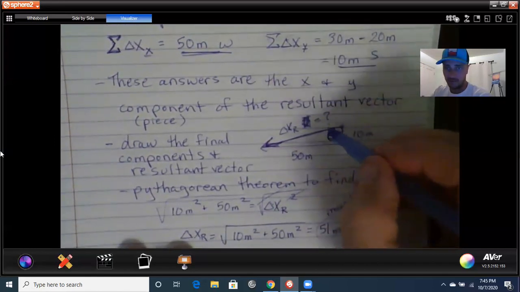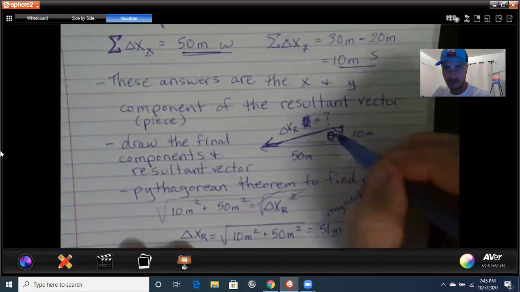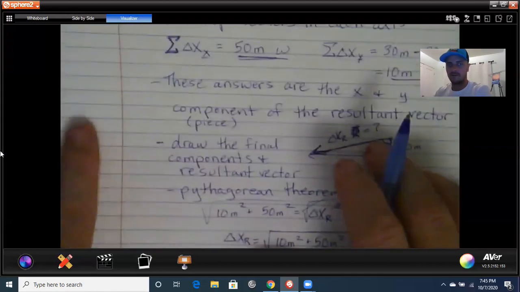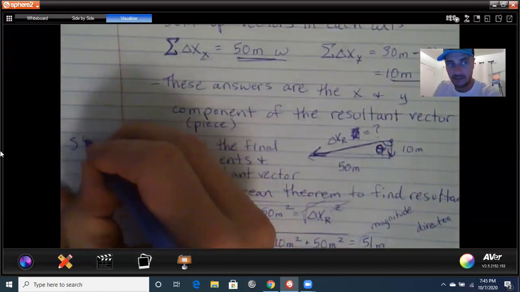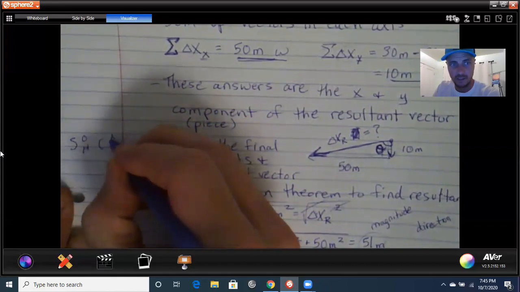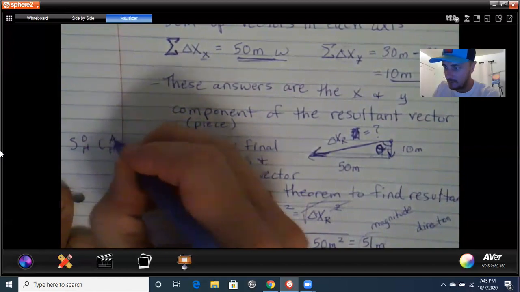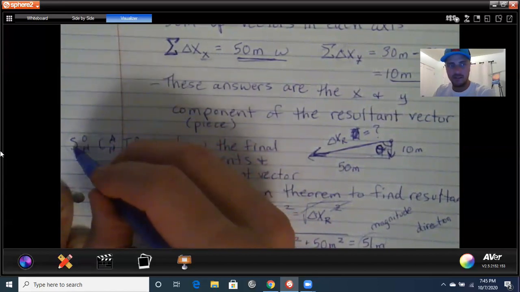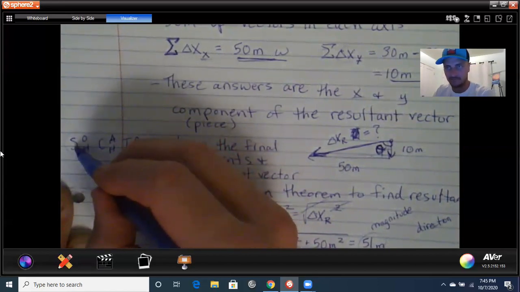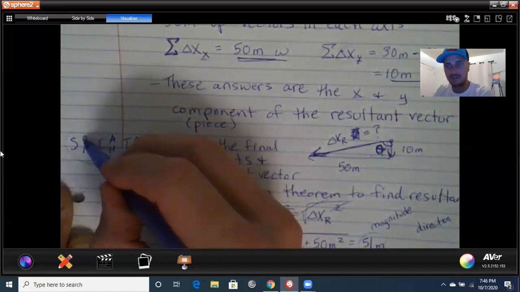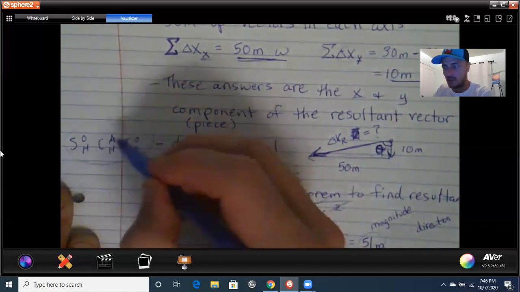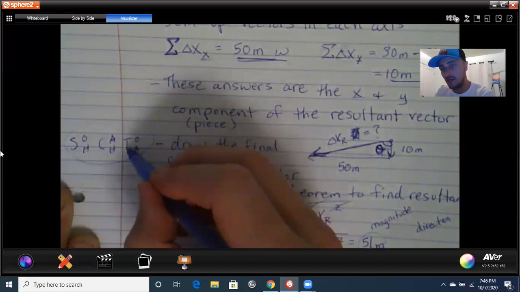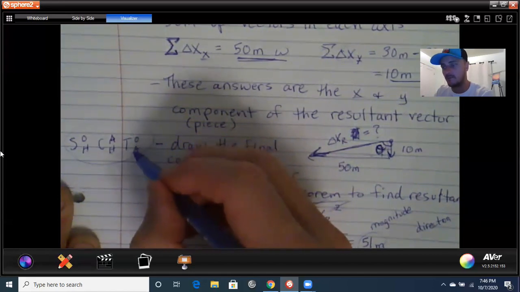Well, fear not. We have an adjacent side and an opposite side. So if you remember SOHCAHTOA, which we're going to use in our next lesson a lot: sine of the angle is equal to opposite side over hypotenuse. Cosine of the angle is equal to the adjacent side over the hypotenuse. Tangent of the angle is equal to opposite over adjacent.